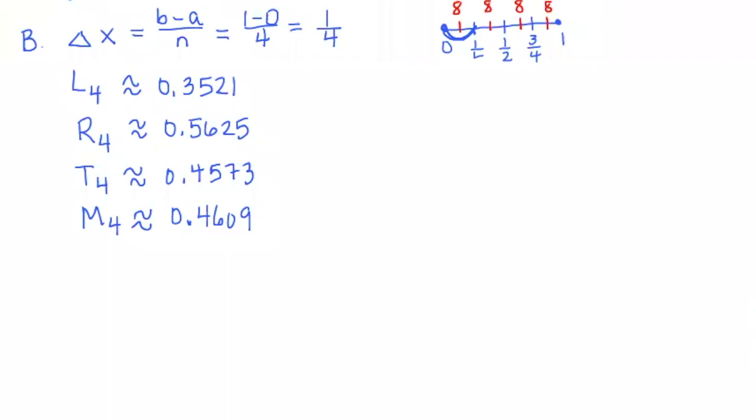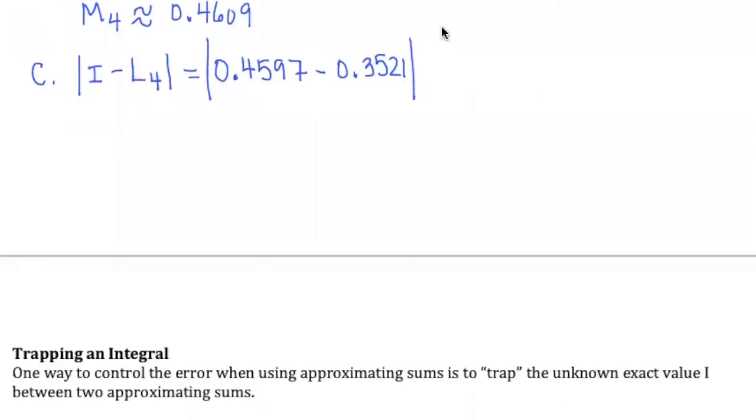I've just summarized our values from part B. So in part C, we're now going to perform this subtraction of actual integral value minus one of the approximations in the absolute value. So for instance, our exact value for our integral we took as 0.4597. I'm going to subtract the left approximation, 0.3521, and I'm going to keep it in absolute value. So this ends up giving us an error of 0.1076.